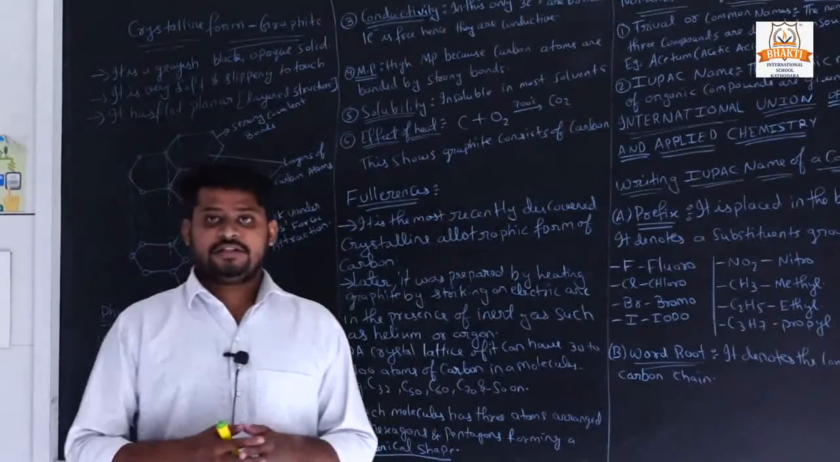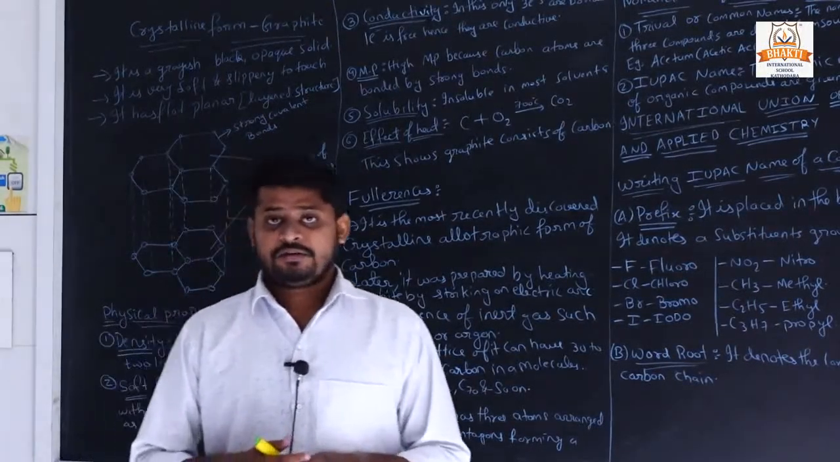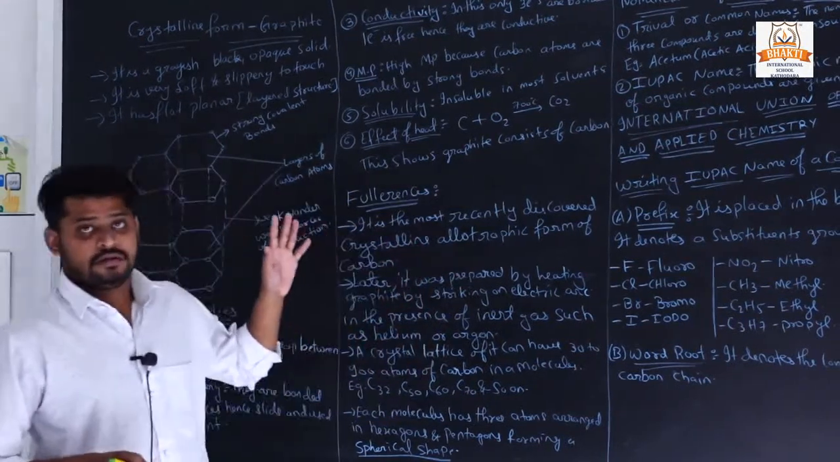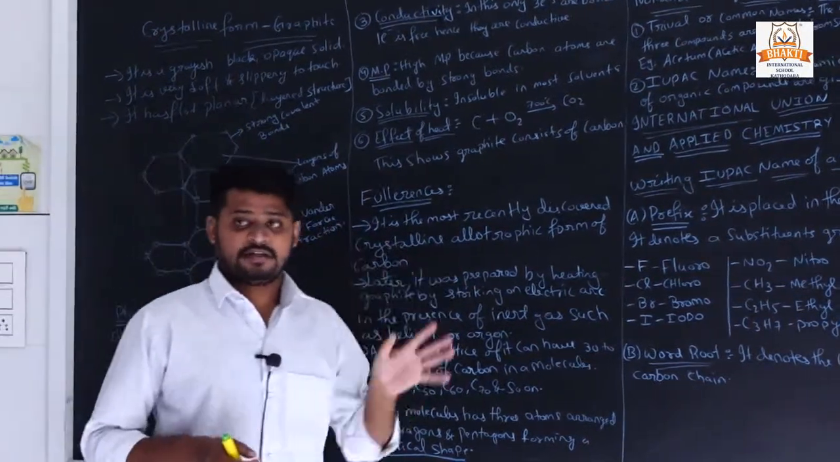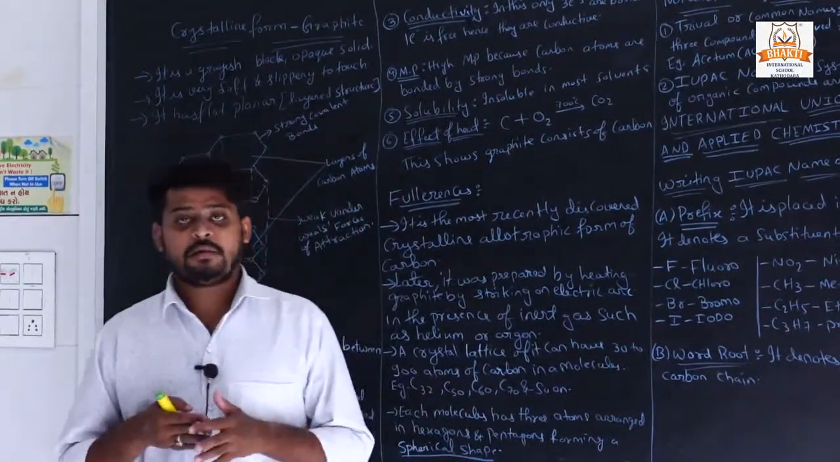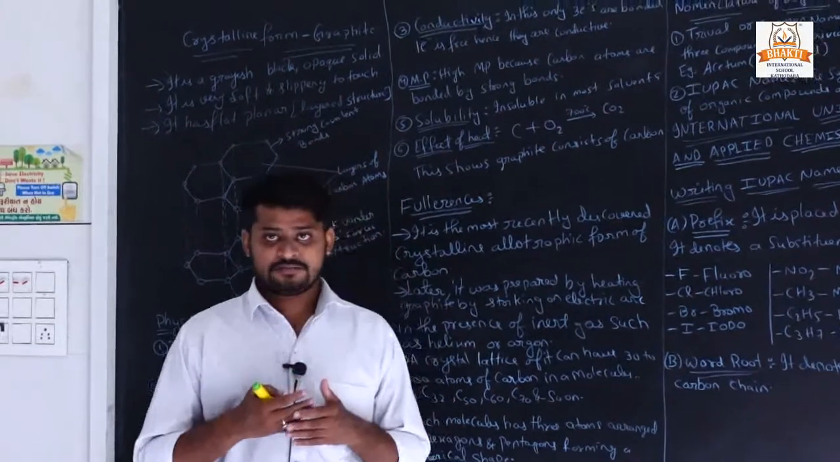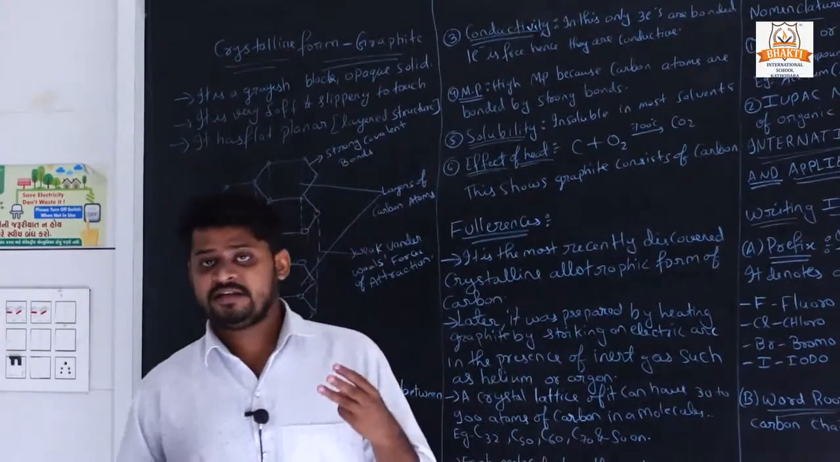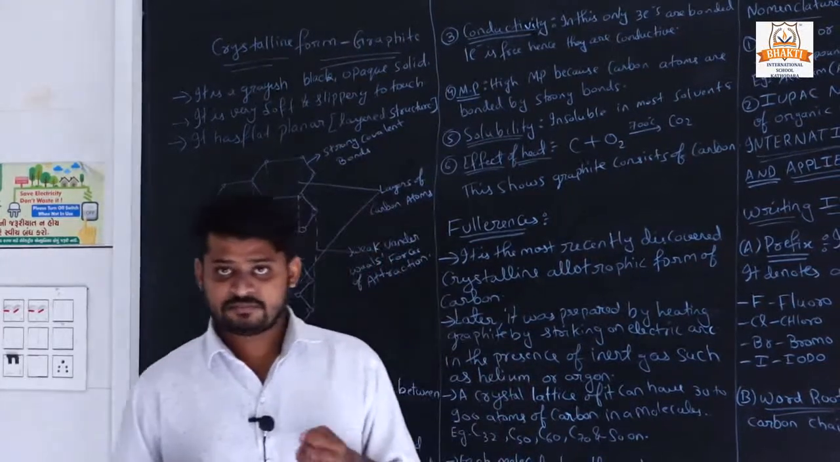Good morning, students. Today we are going to continue our chapter, Carbon and its Compounds. In our previous video, we studied the types of carbon. There are two types of carbon: one is the crystalline form and the second is the amorphous form, right?